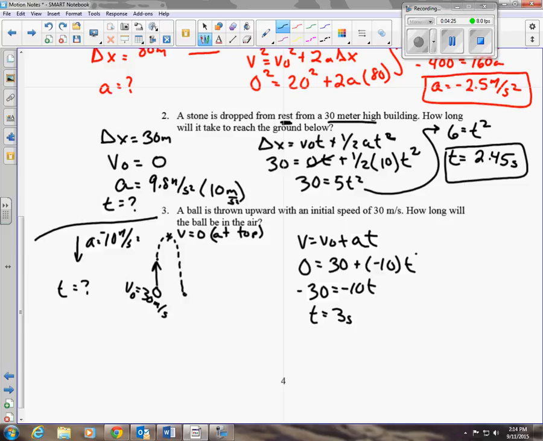So, remember, we're not quite done with the problem, though. That's the time to the top. If I want to know the total time in the air, this is symmetrical. If it takes 3 seconds to go up, it's going to take 3 seconds to go down. So t is 6 seconds total. Now, I mentioned this before. That's assuming there's no air friction. Air friction would actually make it go a little bit slower on the way down than it did on the way up. But we're going to pretend that that doesn't exist because that becomes a very, very difficult problem.